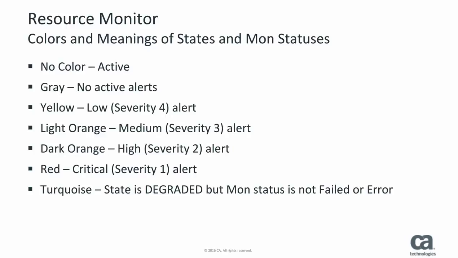Red also can mean that the state is degraded and the mon status is error or failed, for example, for a serious error during data sampling. Turquoise, the state is degraded but the mon status is not failed or error.